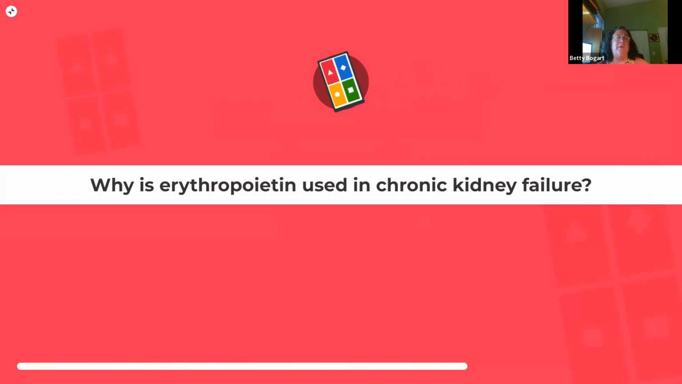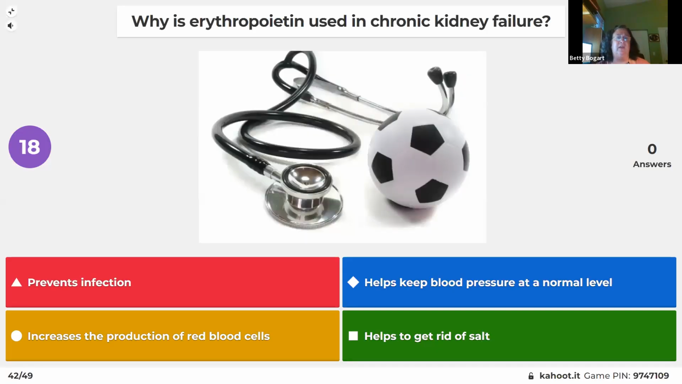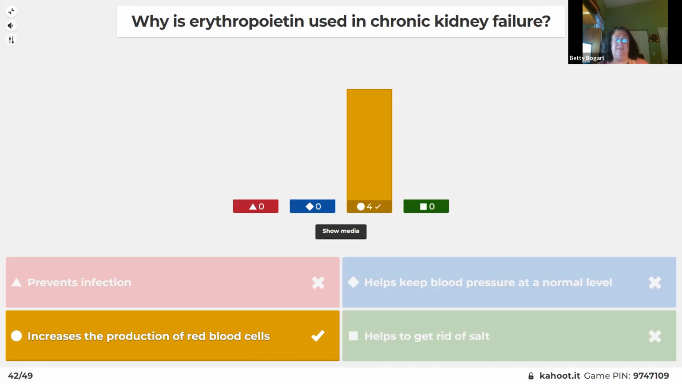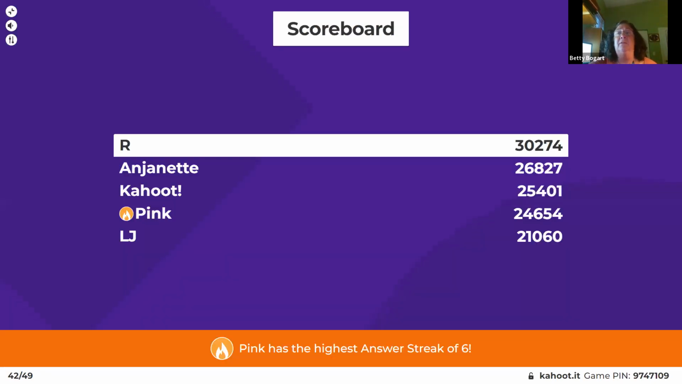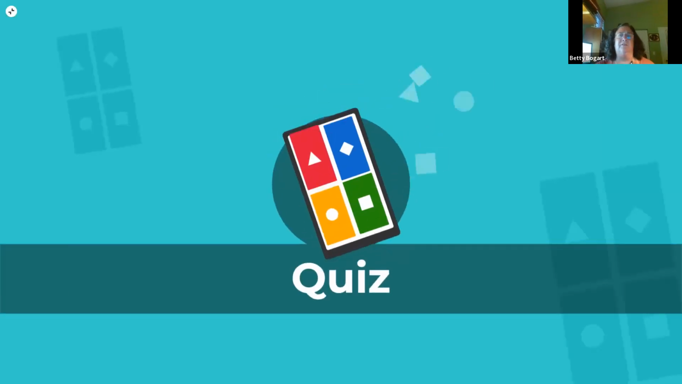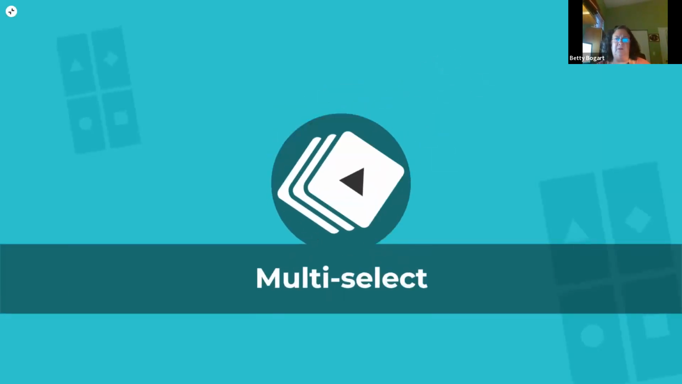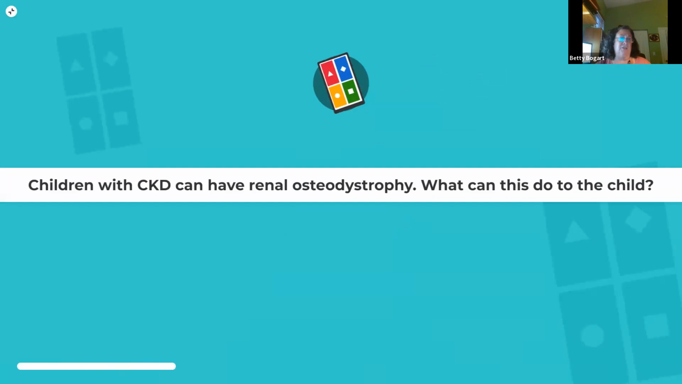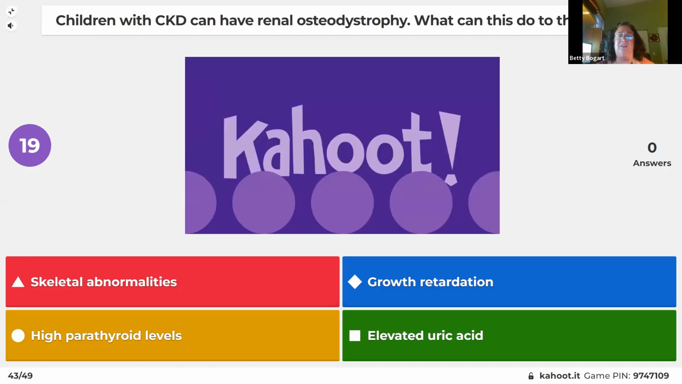Why is erythropoietin used in chronic kidney failure? Because it helps with red blood cell production, because hemoglobin and hematocrit are low, and we could do that without blood transfusions.